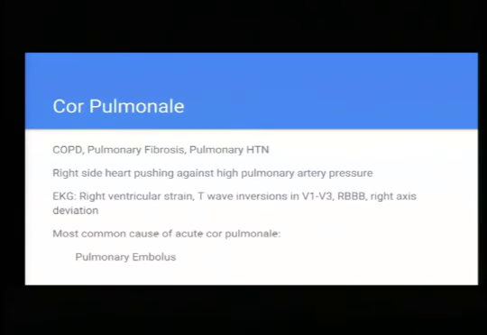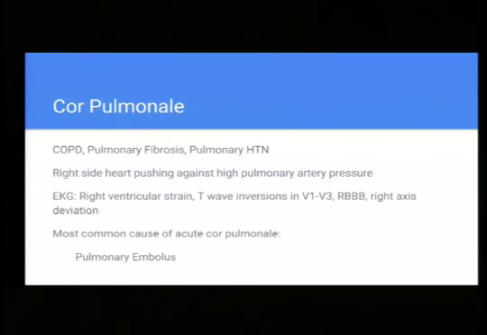And the last one that you guys will see acutely is the cor pulmonale. This is seen in your COPDers, your pulmonary fibrosis, pulmonary hypertension patients. So that right side is pushing against a very high pulmonary artery pressure. So they get right ventricular strain, get T-wave inversions in V1 through V3. You'll see the right bundle branch blocks and right axis deviations.